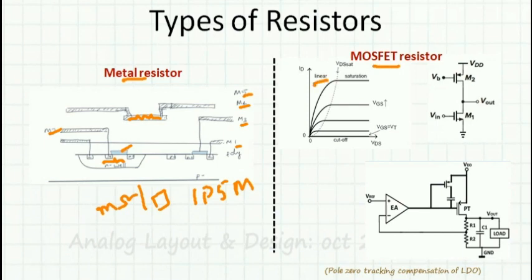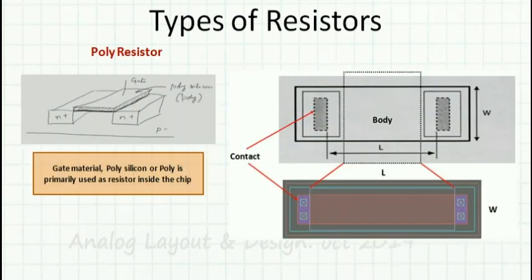Whenever a MOSFET is used in the linear region, it can act as a resistor. In this example, this is a common source amplifier with a resistor load, and this MOSFET is used in the resistive region, and that is decided by the bias conditions. And we can also use, in the LDO, a MOSFET as a variable resistor. In this case, this is a compensation resistor for the pole zero tracking method of compensation. In this, based on the VGS, the resistance value varies.